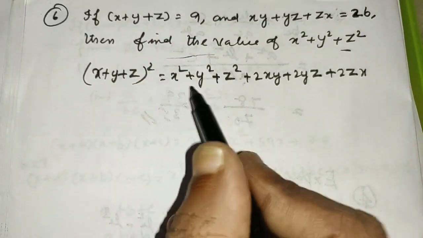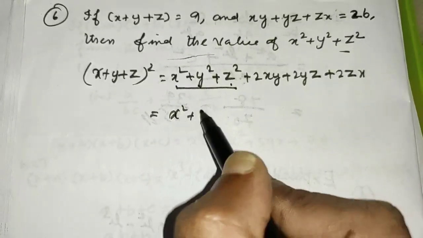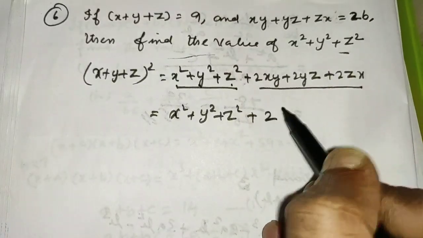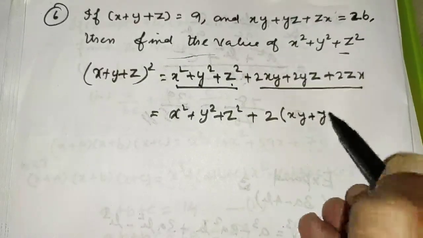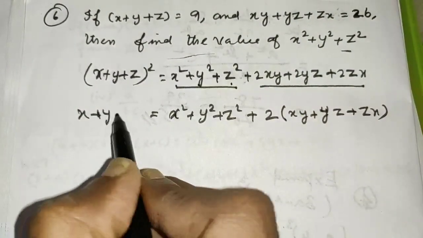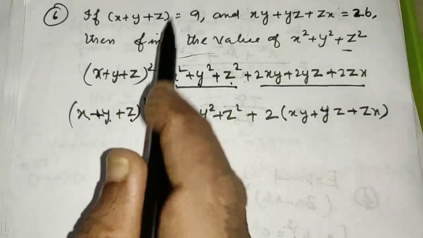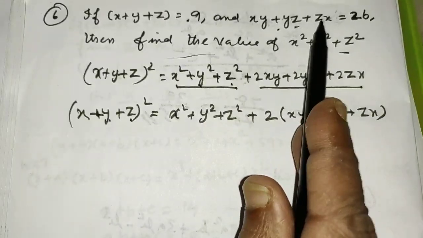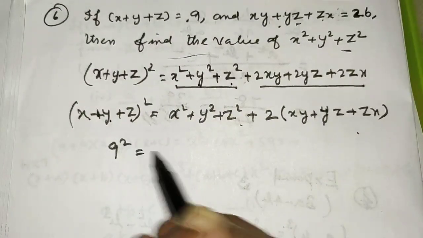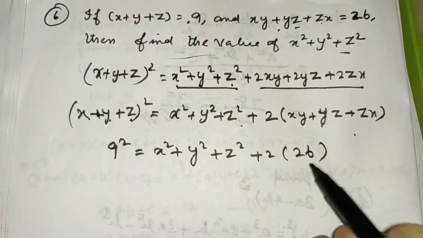In this expansion we have x square plus y square plus z square on the right hand side, so keep this as it is. And from these three terms, take the 2 as common. You will get xy plus yz plus zx. So in the left hand side, x plus y plus z whole square. Now we have the value for x plus y plus z as 9 and xy plus yz plus zx as 26. Substitute these two values here. You will get 9 square is equal to x square plus y square plus z square plus 2 times 26.